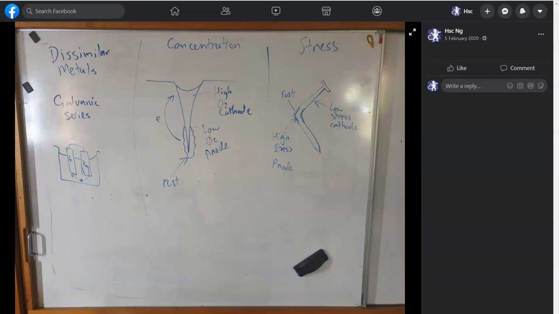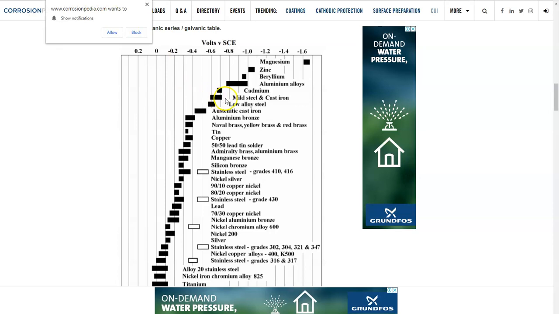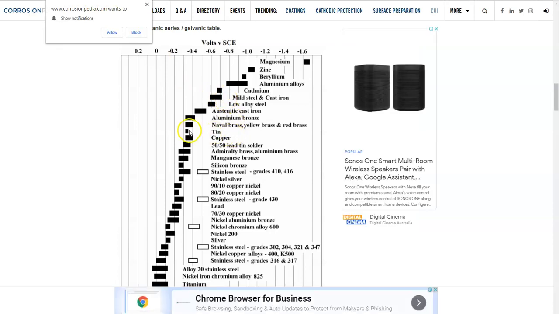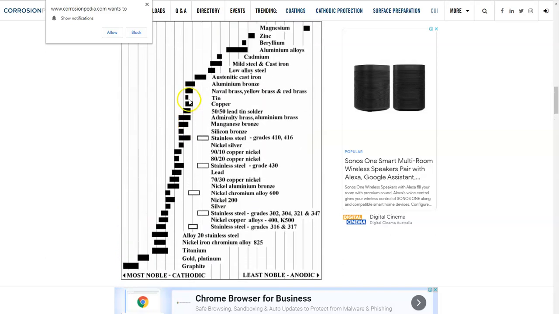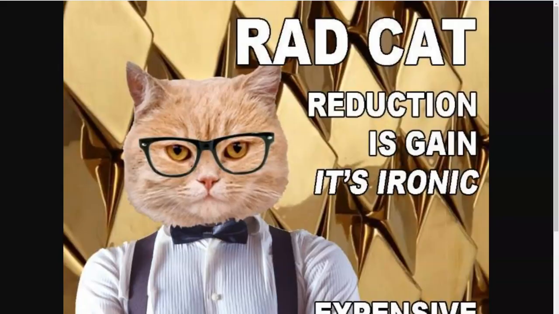Now, I'm just going to go back to our series just to check that. So tin and zinc. So tin is the cathode and zinc is the anode, and that looks about right.